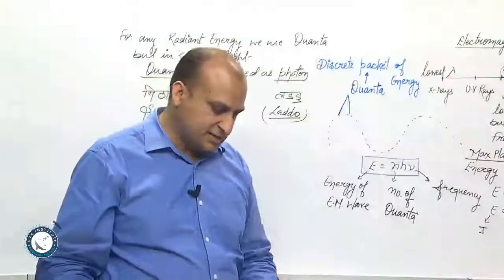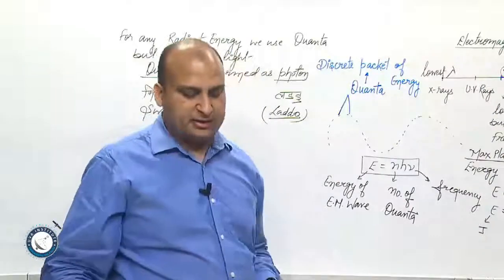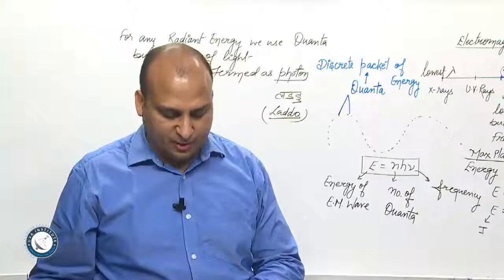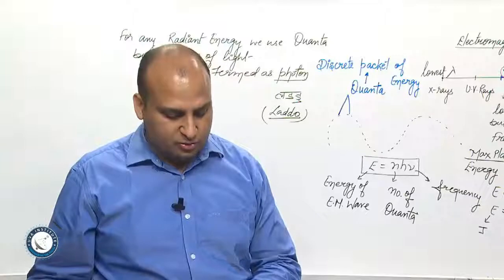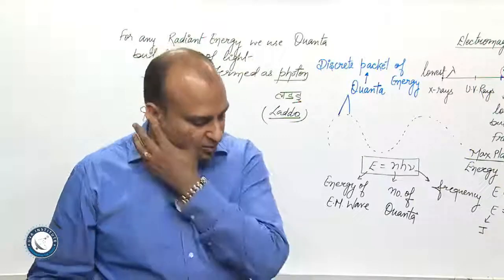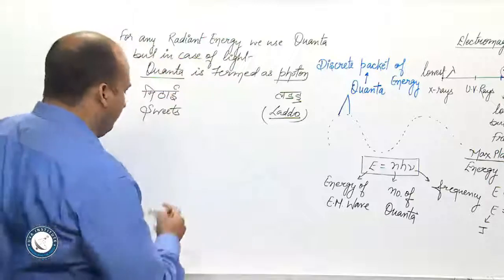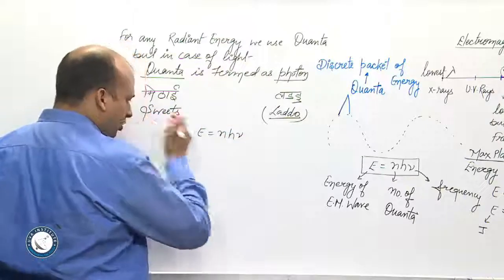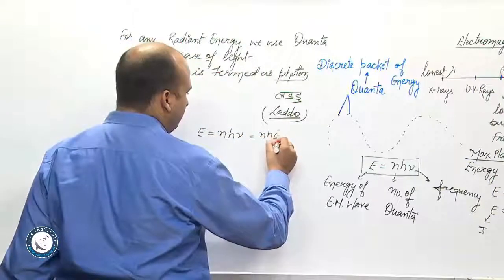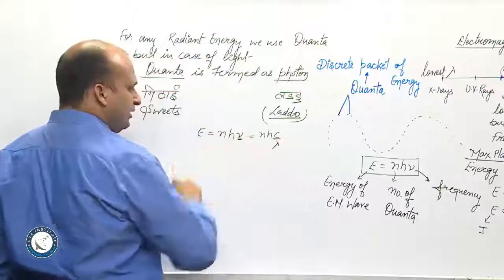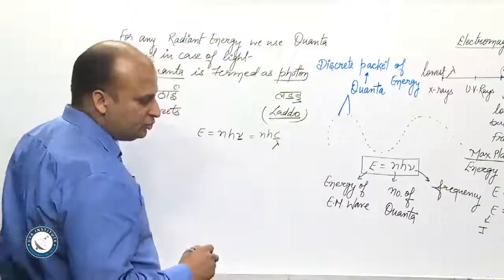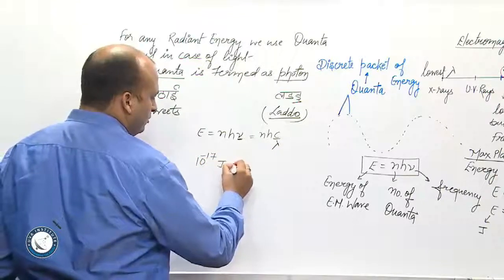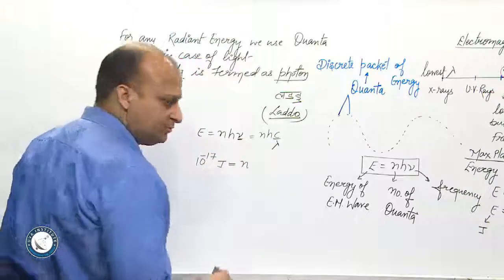Understood? The question says, suppose 10 raised to power minus 17 joule of light energy is needed by the interior of the human eye to see an object. How many photons of green light are needed to generate the minimum amount of energy? Now see, we have to use the formula E is equal to nhν or nhc by lambda, because ν can be written as c by lambda. So energy which is given to us is 10 raised to power minus 17 joules. Number of photons we have to find out.